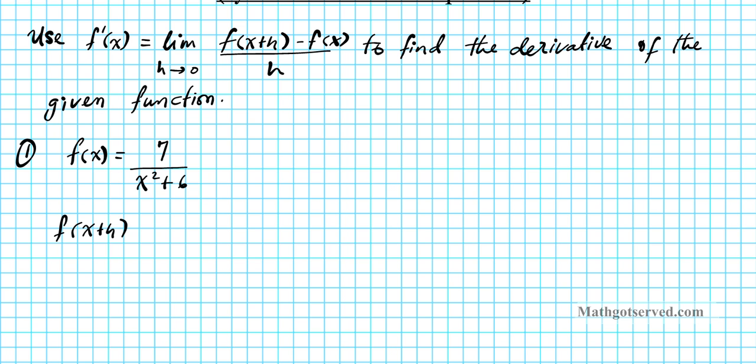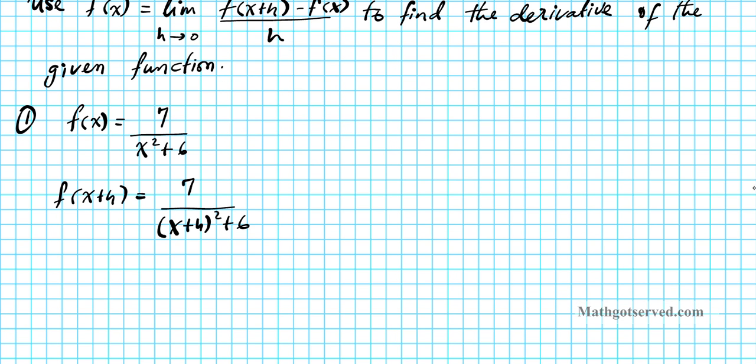F of x plus h is the function you get when you replace x with x plus h, okay? So instead of 7 over x squared plus 6, it's going to become 7 over (x plus h) squared plus 6. Okay, this is a composite function, so that's what you have. All right, so let's go ahead and simplify this denominator as much as we can. So we're going to have 7 over (x plus h) times (x plus h) plus 6. And then if you simplify the two binomials that we're multiplying here, you're going to get x squared plus 2xh plus h squared plus 6.